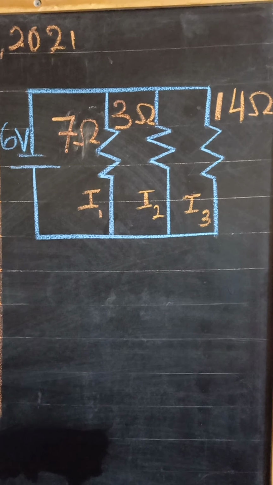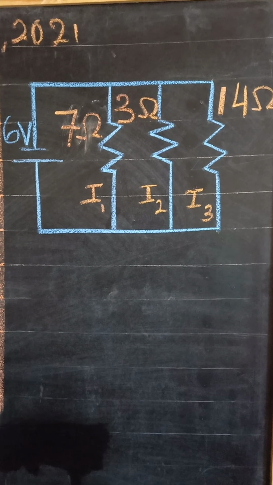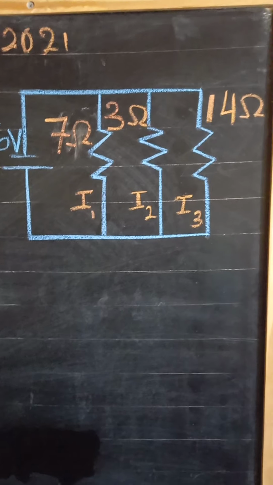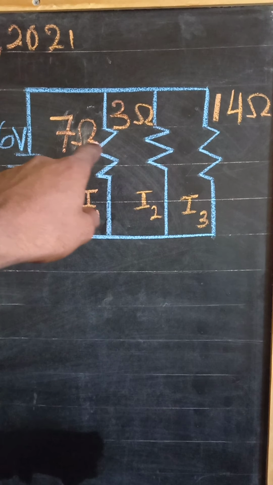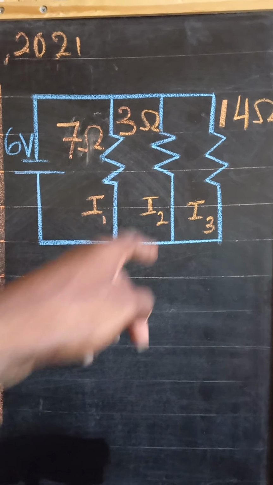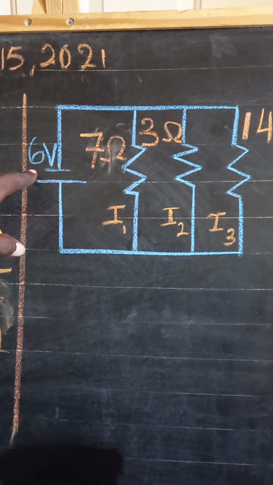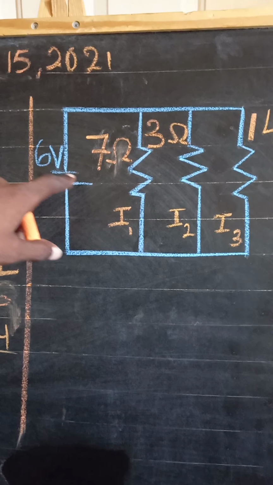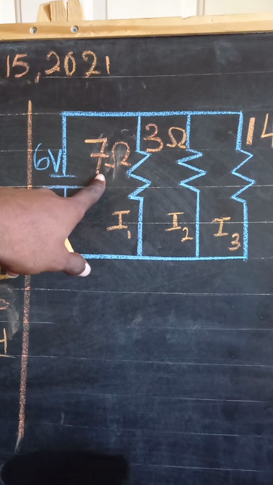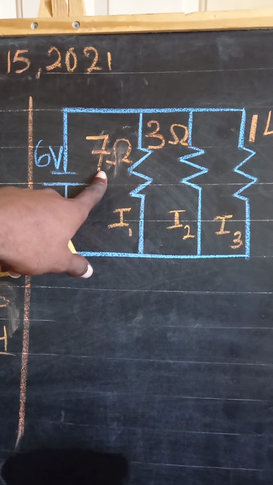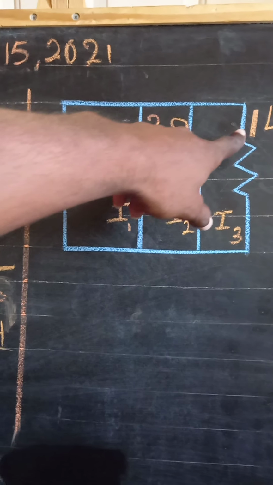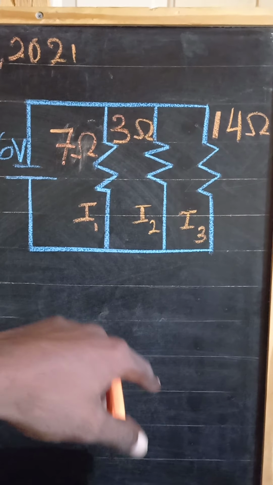Now on this section, we have a parallel circuit. So the first thing we need to do is identify the type of setup. Our resistors are in parallel. We have a power source cell giving us 6 volts. We have a 7 ohm resistor, 3 ohm resistor, and a 14 ohm resistor.